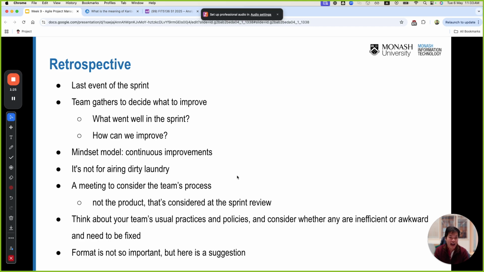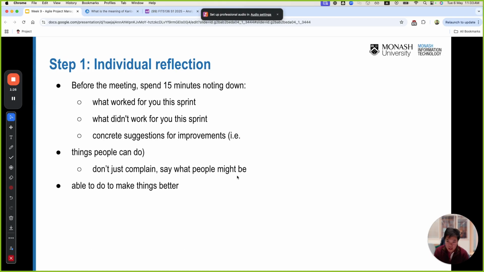You learn that, okay, this is a problem, this is what we learn. But what is a suggestion? That's a key point that you need to come up with. So first of all, step one, individual reflection. Before the meeting, spend 15 minutes and note down what worked for you this sprint, what didn't work for you in this sprint, and concrete suggestions for improvement.